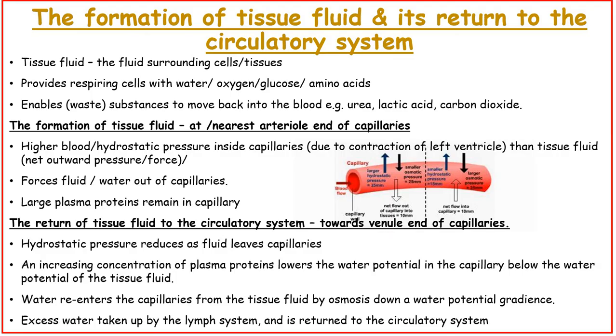The return of tissue fluid to the circulatory system towards the venule end of the capillaries. Hydrostatic pressure reduces as fluid leaves the capillaries. An increase in concentration of plasma proteins lowers the water potential in the capillary below the water potential of the tissue fluid. Water re-enters the capillaries from the tissue fluid by osmosis down a water potential gradient. Excess water is taken up by the lymph system and is returned to the circulatory system.